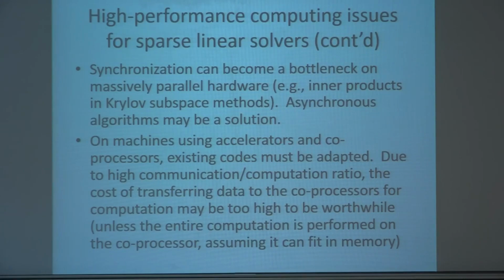Machines with accelerators and coprocessors, you may have to adapt your code in order to achieve high performance. So for instance, if you're using Intel Xeon Phi, you really have to use the SIMD units. You have to pay attention to how you access memory. And because you generally have to transfer data across the PCIe interface, again, because you have relatively high communication to computation, that might not be worthwhile unless you're trying to do the entire computation on the coprocessor to reduce the amount of communication between the CPU and the coprocessor. Okay, so that's my last slide.